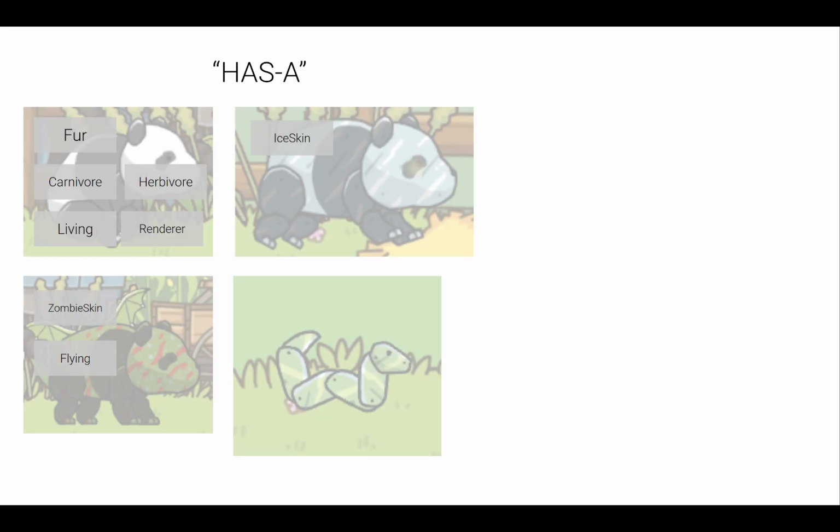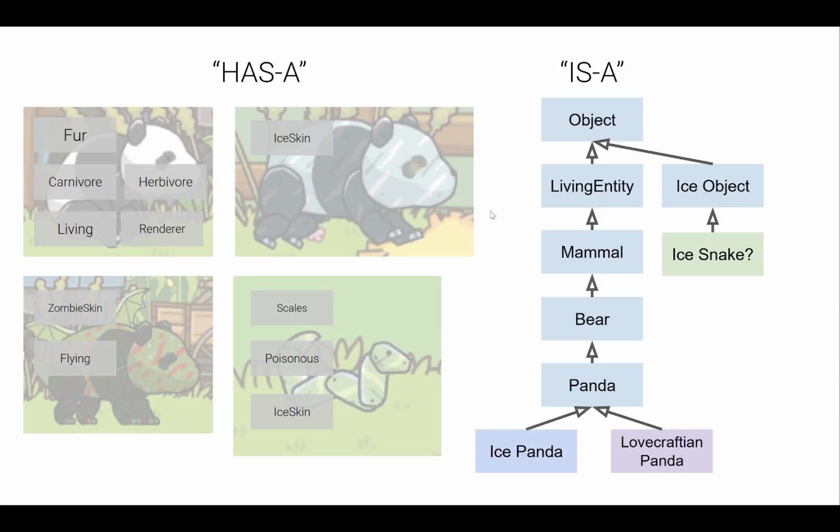What about the snake? Well, we probably have a scales component, because it is a scaly creature, a poisonous component, because a snake is poisonous, and that ice skin component that we used on the panda can be reused here on the snake, okay? And so, we've completed our objectives, and it wasn't very hard, was it? If you have all these components finished, right, you can easily create these things.